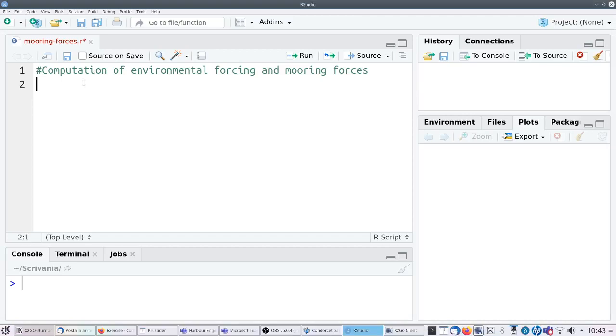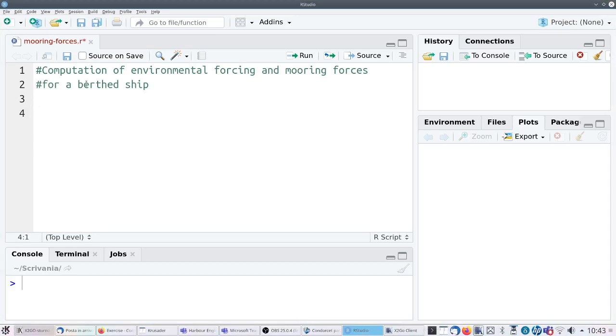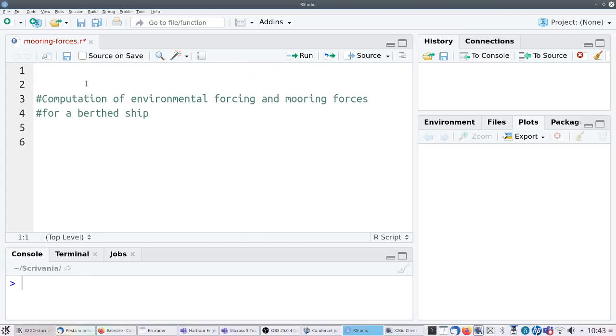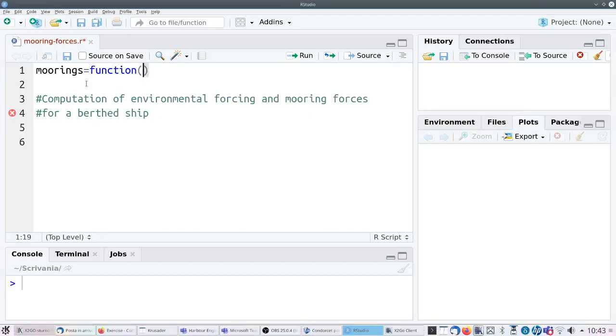So, computation of environmental forcing and mooring lines, and a second line for a berthed ship. Good. Okay, now let's fix the data here. I would create a function, and let's call the function something like moorings equal function, and then I have to put the arguments of the function.